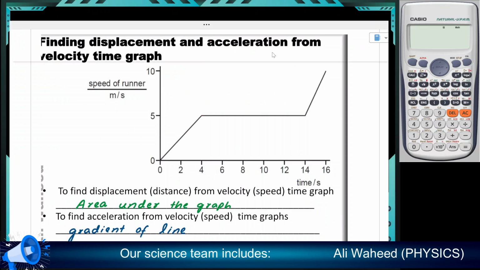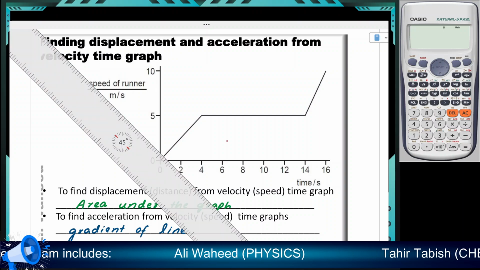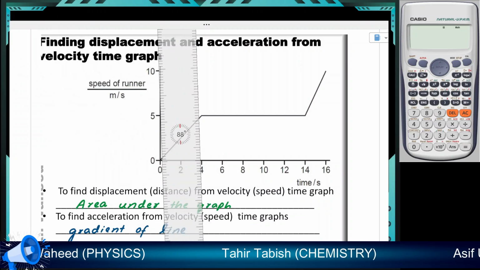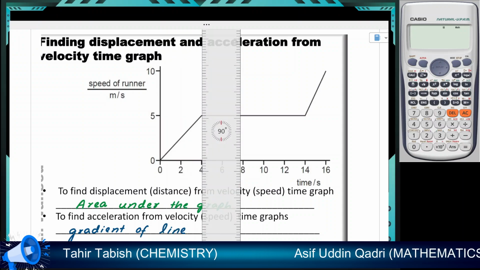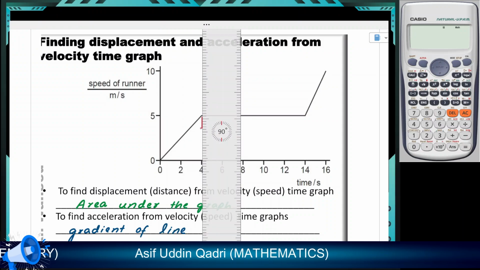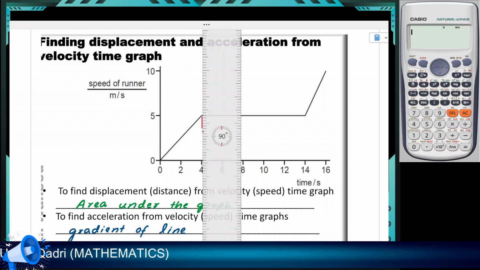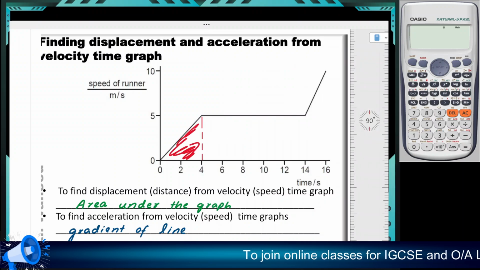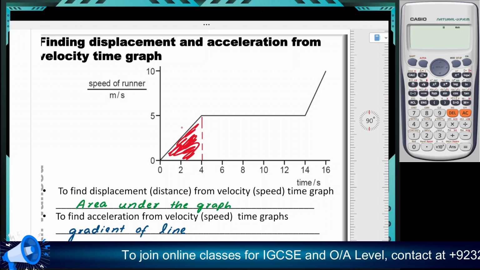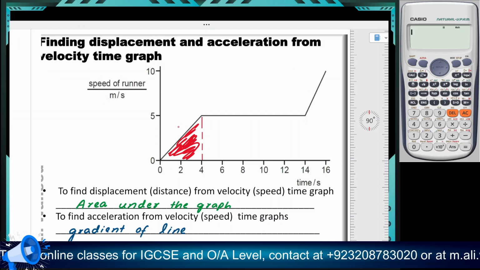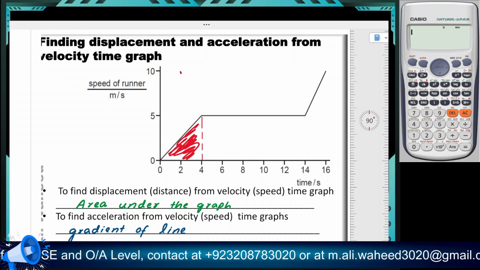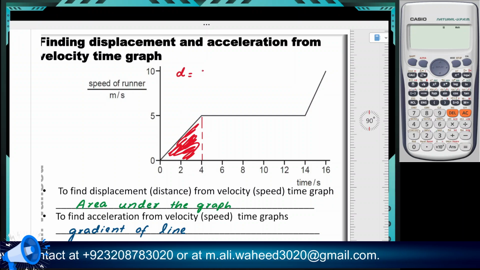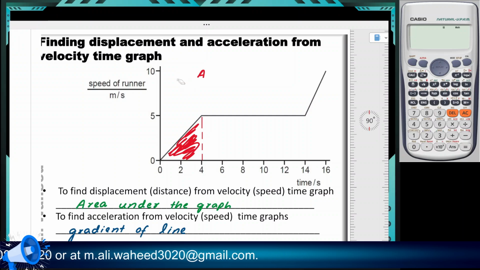So what you do in this kind of case is, you draw a straight line up till 4, like this, and now we simply need to find the area of this shape, if I'm to find the distance or displacement. So let us find the distance first. Distance in this case equals area. This shape is a triangle.